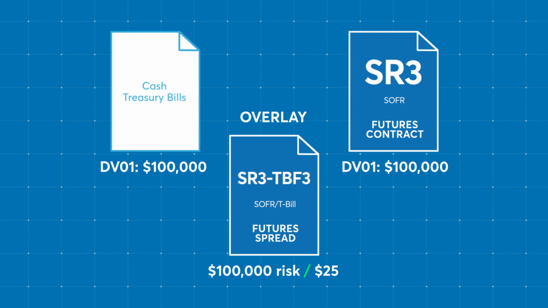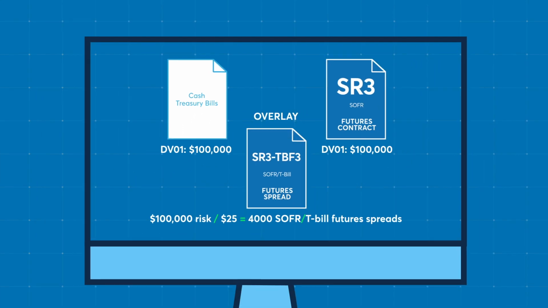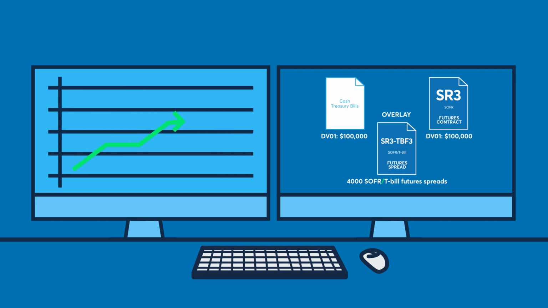Since both SOFR and T-bill futures contracts are defined by the IMM index with a DV01 of $25 per basis point, the portfolio manager could hedge their $100,000 risk by executing 4,000 SOFR T-bill futures spreads. Shortly after, suppose the supply of U.S. T-bills increases and T-bill yields rise by 5 basis points. This leads to a decline in T-bill futures prices. Additionally, assume the SOFR yield curve increases by only 2 basis points.